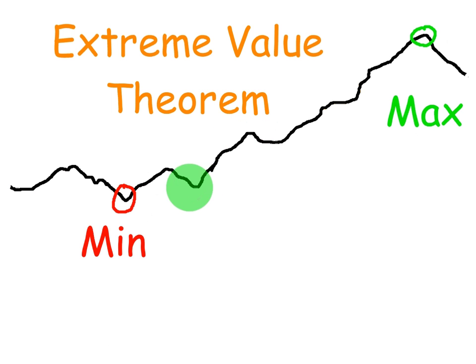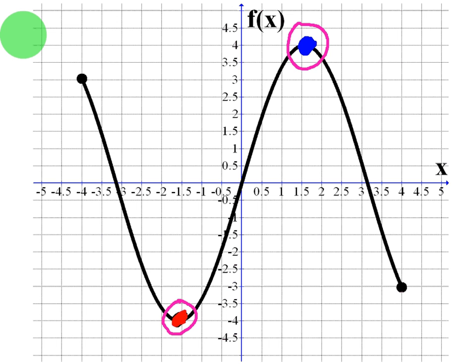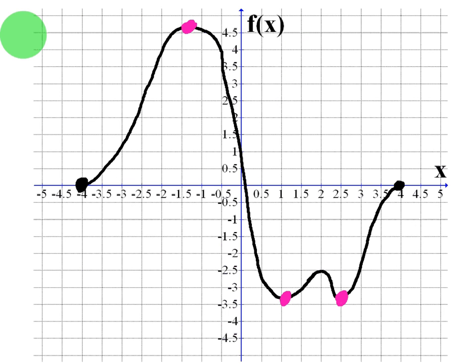In that case, relative min is the smallest point around its immediate surroundings. Same for relative max. It's the biggest point around its immediate surroundings. Let's take a look at some examples. This would be an absolute max. It's the tallest point on the graph, and this would be an absolute minimum. Okay, they would actually also be relative min and relative max.